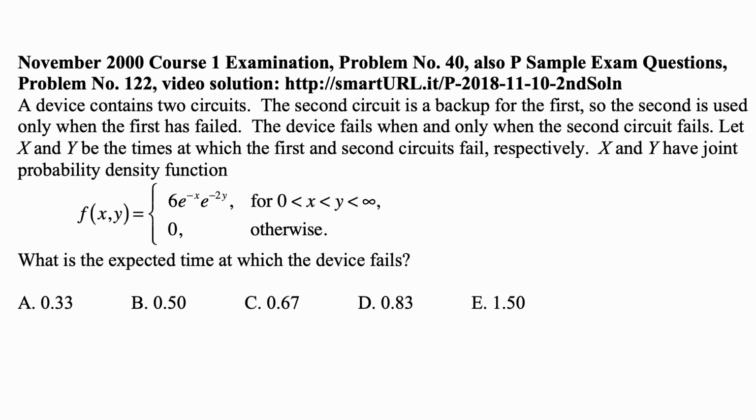And of course the device fails when Y happens, when the time of failure Y happens. So we really need to just find the expected value of Y, because X is the time until the first circuit fails, and then from that time until the second failure, Y works in a sense, and we're counting the time until the second circuit fails, which is Y. So we need the expected value of Y given this joint probability density function.